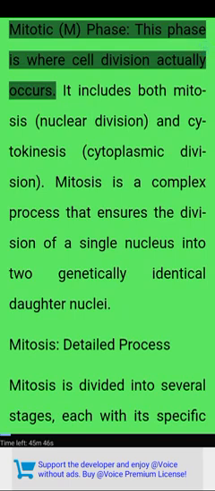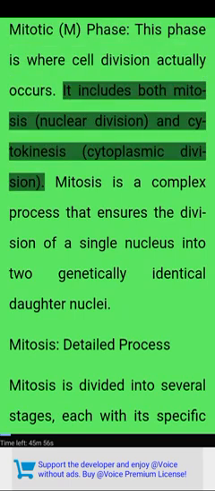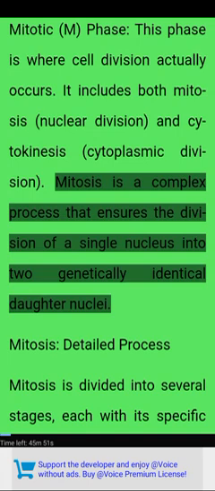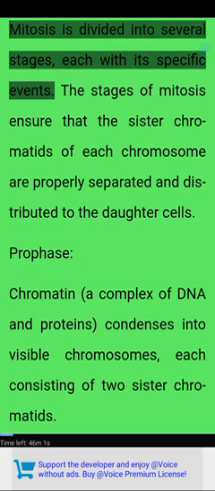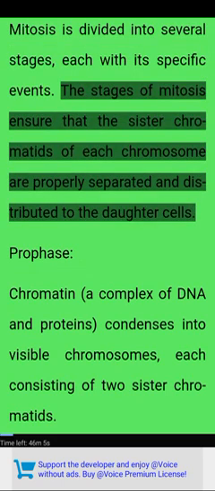Mitotic M phase. This phase is where cell division actually occurs. It includes both mitosis, nuclear division, and cytokinesis, cytoplasmic division. Mitosis is a complex process that ensures the division of a single nucleus into 2 genetically identical daughter nuclei. Mitosis, detailed process. Mitosis is divided into several stages, each with its specific events.